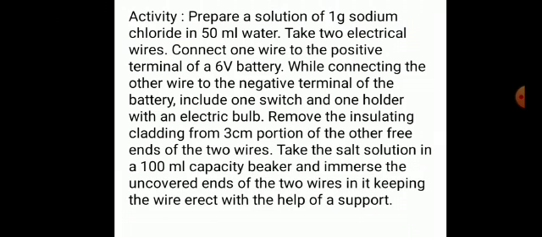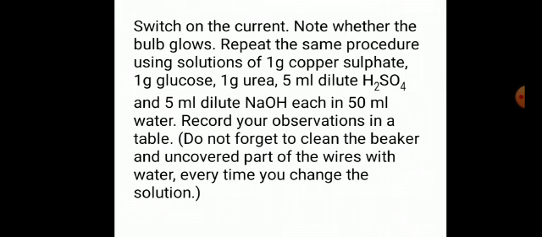Take the salt solution in a 100 ml capacity beaker and immerse the uncovered ends of the two wires in it, keeping the wires erect with the help of a support. Switch on the current, note whether the bulb glows. Repeat the same procedure using solutions of 1 gram copper sulfate, 1 gram glucose, 1 gram urea, 5 ml dilute H2SO4 and 5 ml dilute NaOH, each in 50 ml of water. Record your observations in a table.